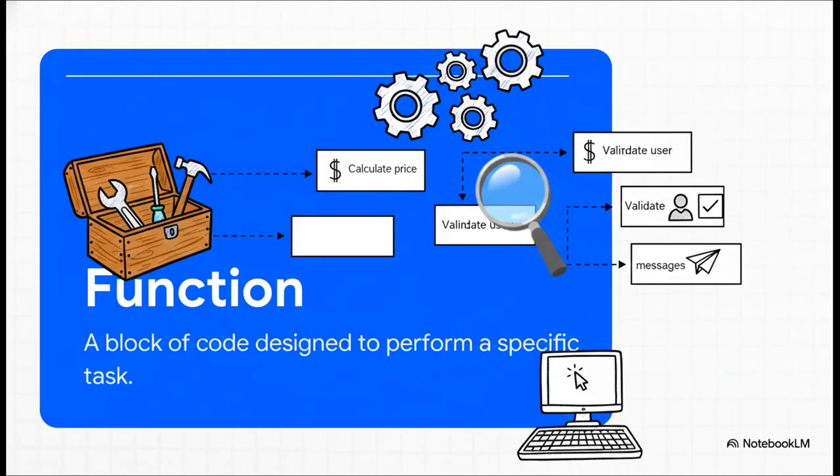The best way to think about a function is like a specific tool in a toolbox. You've got a hammer for nails, a screwdriver for screws. Each tool does one job, and it does it really, really well. A function is exactly that. It's a named, reusable chunk of code that performs one specific task. That task could be anything: calculating a total, logging in a user, sending a notification. The function handles that one piece of logic for you.